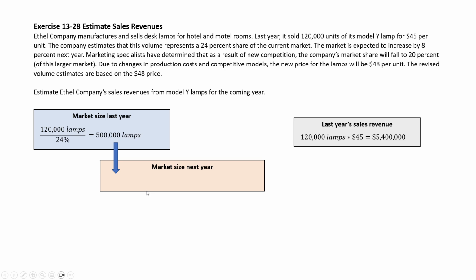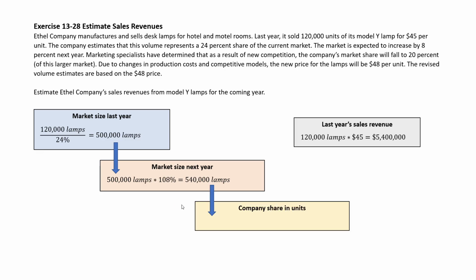We do expect that the market will change in the future, in fact, increase by 8%. So if I simply take the 500,000 lamps times 108%, or if you want to multiply 500,000 lamps times 8% plus 500,000 lamps, that's fine. We get 540,000 lamps in total is the expected market size in the upcoming year.